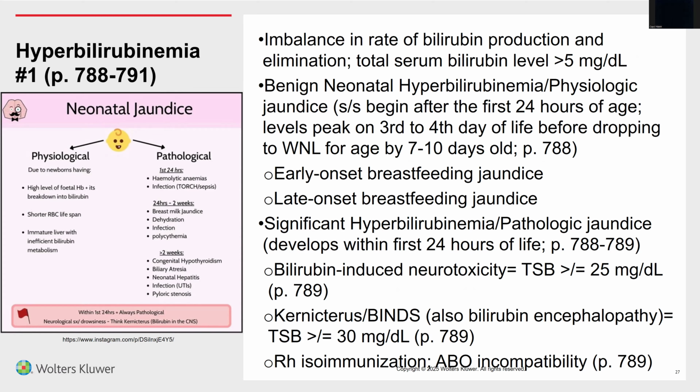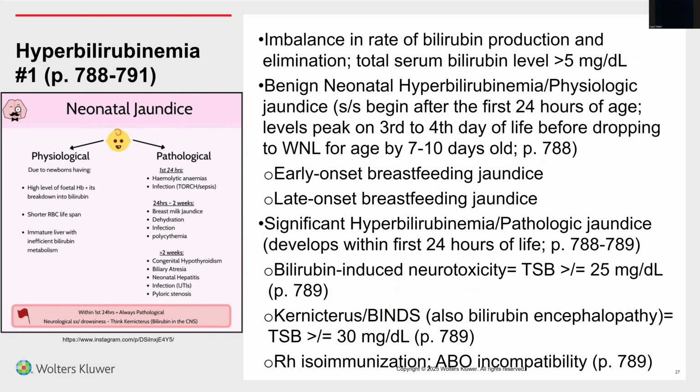Pathologic significant hyperbilirubinemia, now, this oftentimes, if not monitored appropriately and treated appropriately, can lead to bilirubin-induced neurotoxicity, where the total serum bilirubin level is greater than or equal to 25 milligrams per deciliter. If it continues to rise, these little ones can get neuro disorders like kernicterus or bilirubin encephalopathy as their total serum bilirubin levels increase to equal to or greater than 30 milligrams per deciliter.